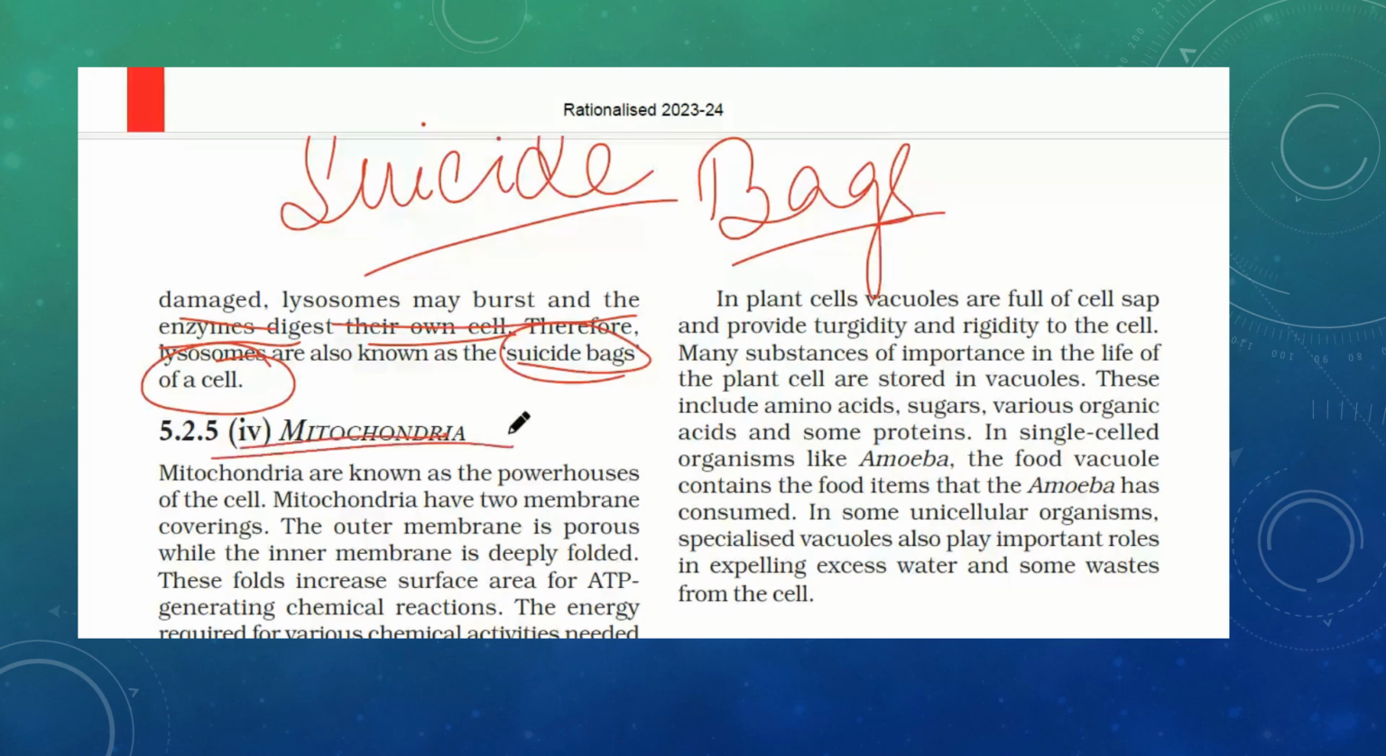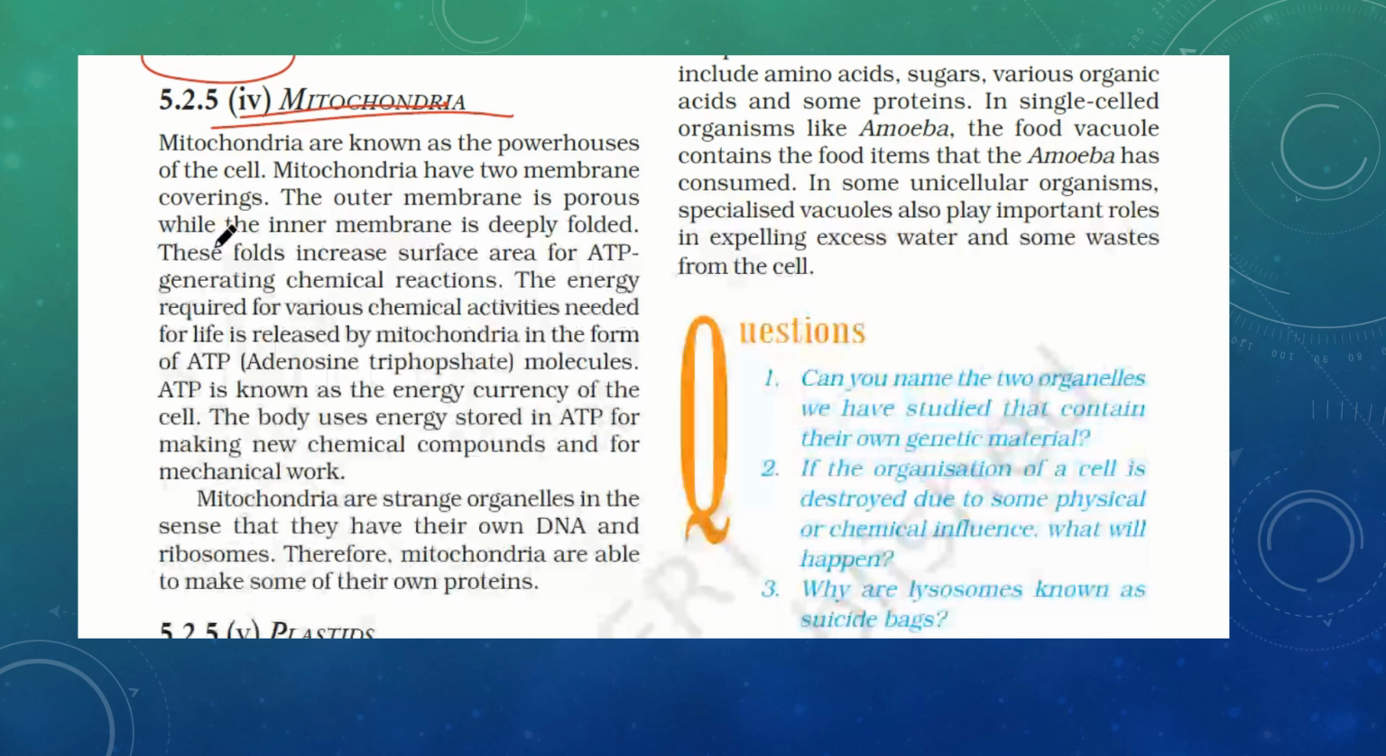So next we are moving to mitochondria. Mitochondria are also known as the powerhouse of the cell. Many organelles we have completed till now, and very few are left. So this is the mitochondria. Mitochondria have 2 membrane coverings. This is also a membrane bound organelle.